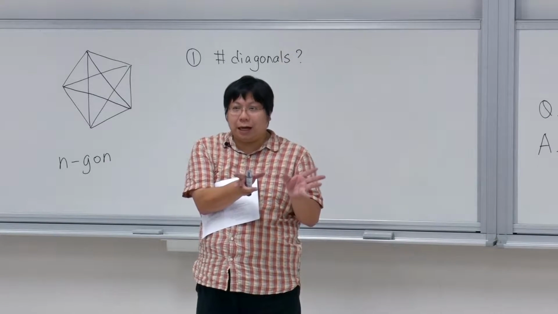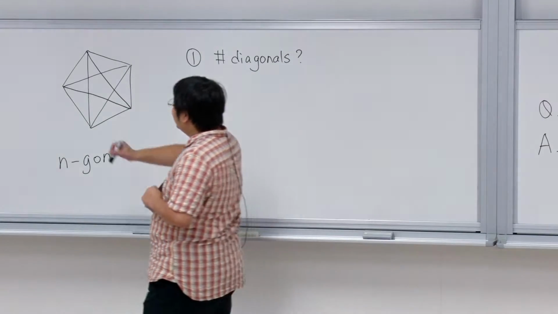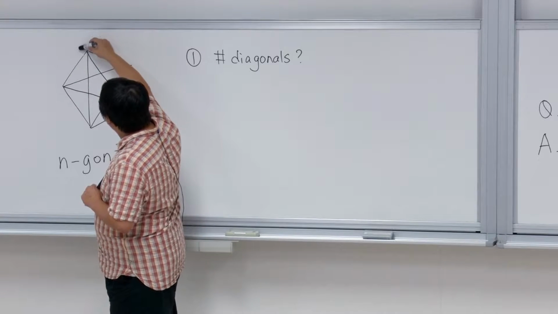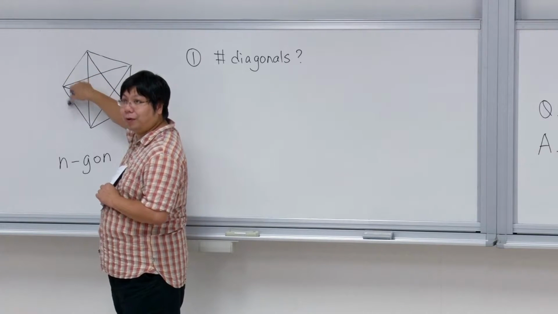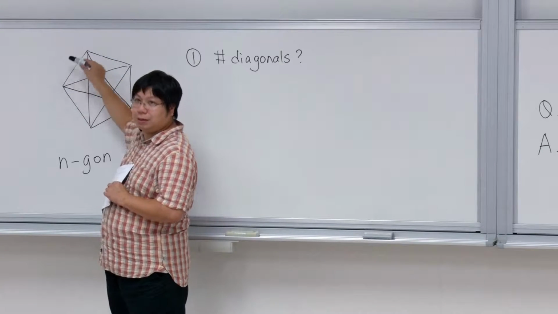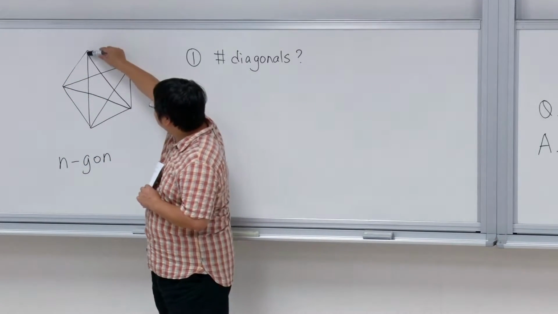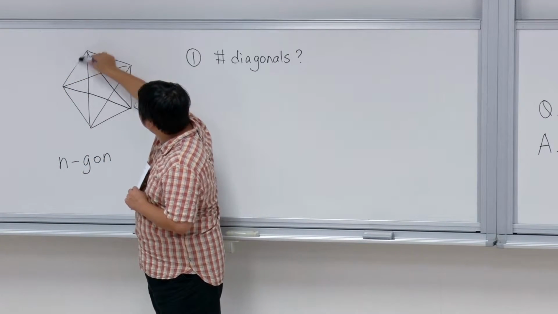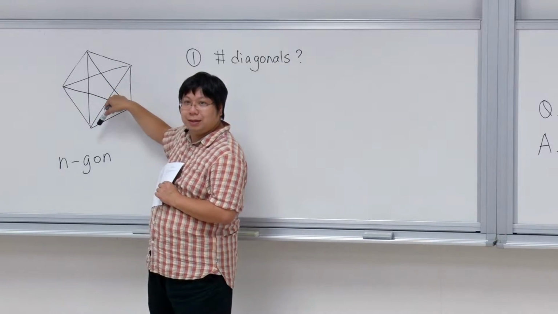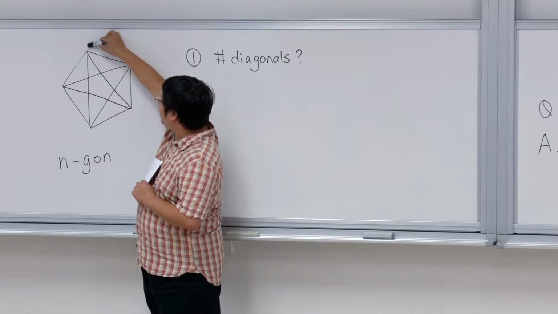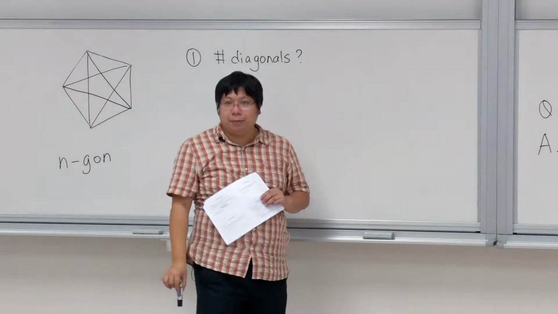Oh, but then each edge you are over counting. You are double counting. So for this edge we are counting 1, 2, 3, 4. For this one we are counting 1, 2, 3, 4, right? So this edge is counted twice. Actually, each edge is counted twice. Each edge is counted once by one of the endpoints and counted another time by the other endpoint.